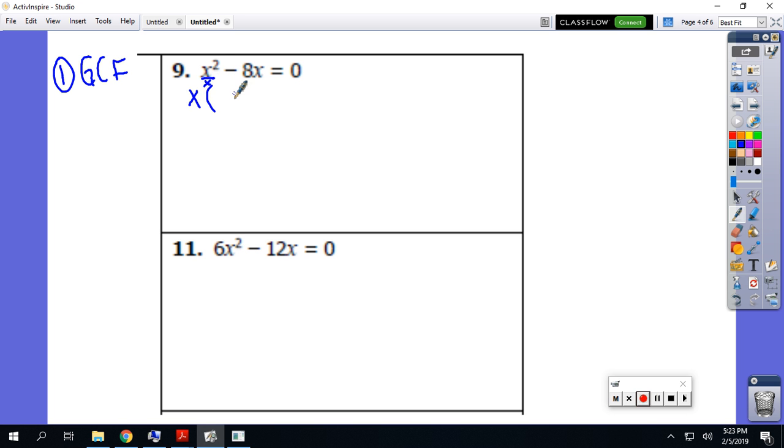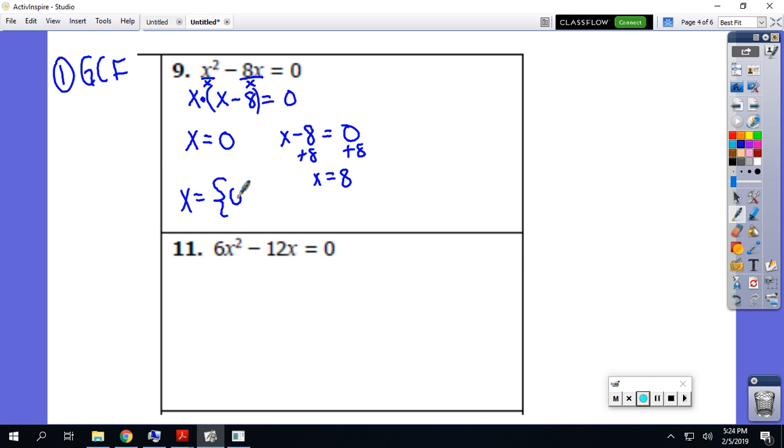So x squared divided by x, I have 2 x's, I take one of them out, will leave me with an x. Negative 8x divided by x, leave me with a negative 8. Setting each of those equal to 0, I get x to equal 0. That's the first. Anything with the multiplication, I need to set equal to 0. And then I have x minus 8 equal to 0. Solving this one over here, I get x to equal 8. So this one has solutions of 0 and 8.